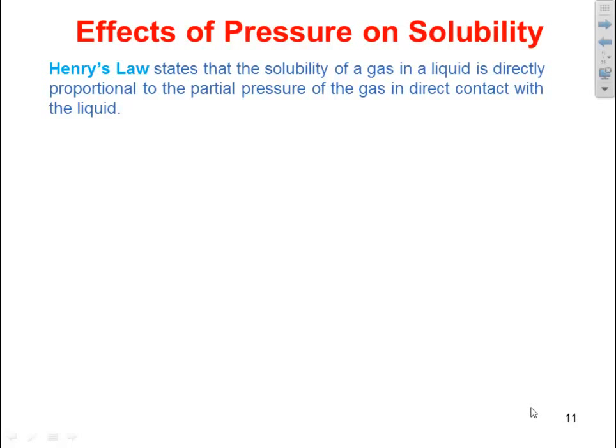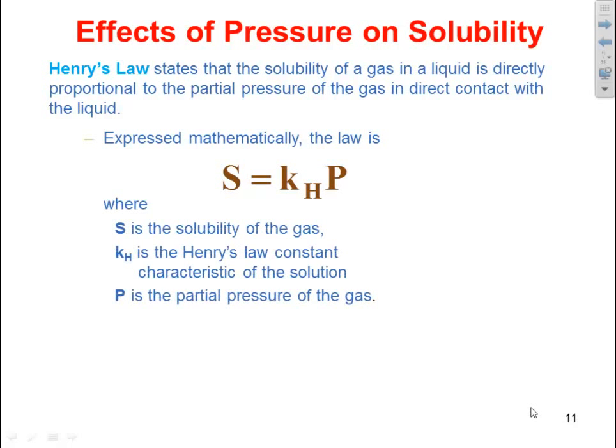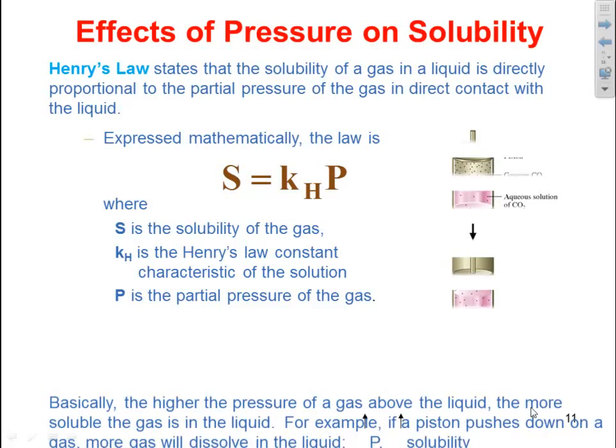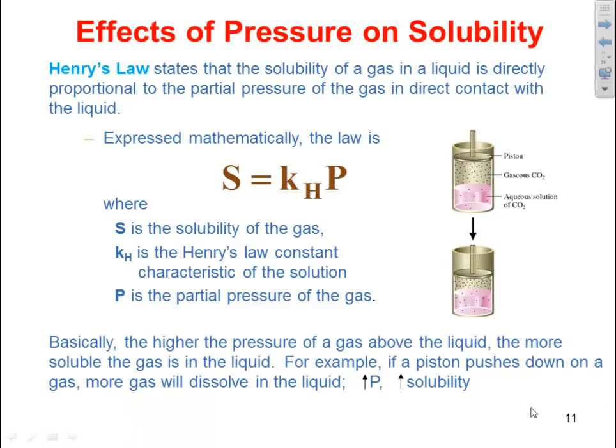Henry's law states that the solubility of a gas in a liquid is directly proportional to the partial pressure of the gas in direct contact with the liquid. This is expressed mathematically as S = kH P, where S is the solubility of the gas, kH is Henry's law constant, characteristic of the solution, and P is the partial pressure of the gas. Basically, the higher the pressure of a gas above the liquid, the more soluble the gas is in the liquid.